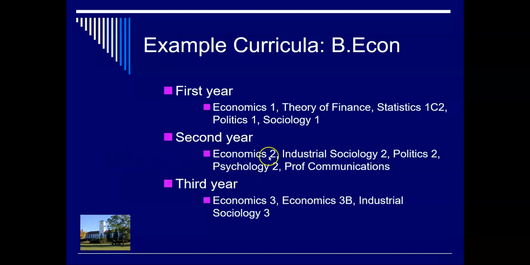You'll see in the second year, I chose Psychology 2, but I haven't done Psychology 1. So that wouldn't be a valid curriculum because I haven't got the prerequisite course for Psychology 2, which is Psychology 1. So I wouldn't be permitted to do Psychology 2. I'd be required to do something else. So please be careful of that.